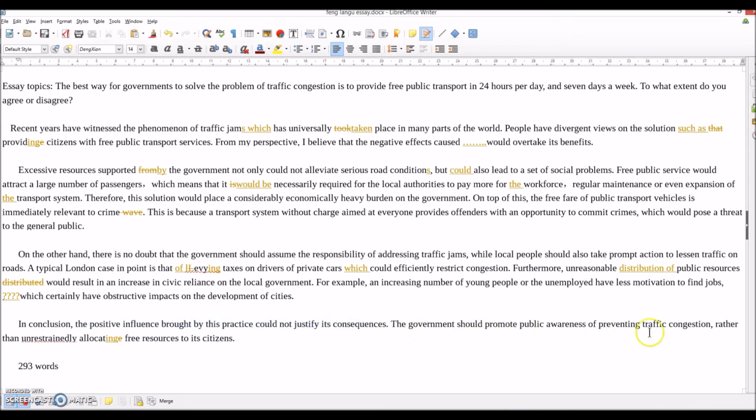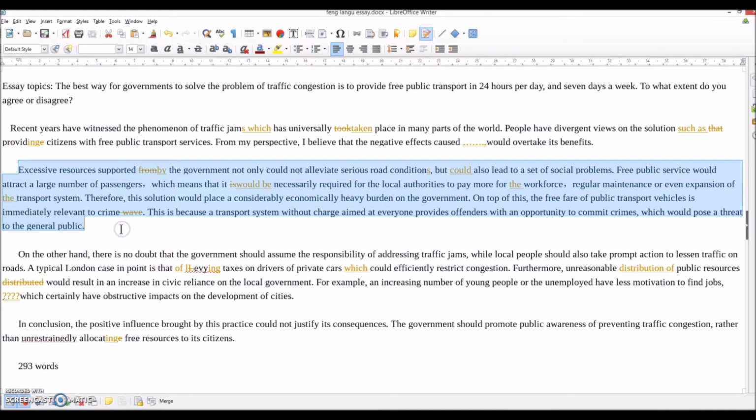The government should promote public awareness of preventing traffic congestion rather than unrestrainedly allocating free resources to its citizens. So there's some main ideas there, there's some components, but your opinion is not very clear. You're including things that are not in the topic or rubric. You can talk about those things in your body paragraphs, but in the introduction, all that you need to do is just say, this is the topic, this is what I think, I'm going to talk about this, and that's it.